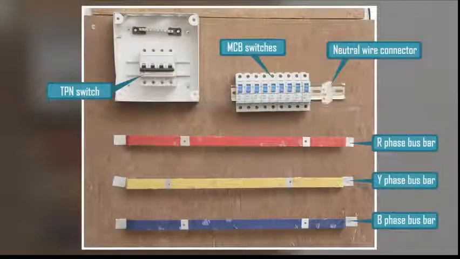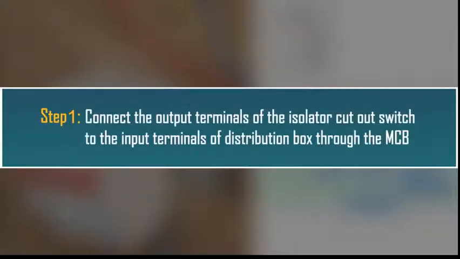We have now completed the assembly of components in the distribution box and it is ready for wiring. Step 1. Connect the output terminals of the isolator cutoff switch to the input terminals of the distribution box through the MCB.